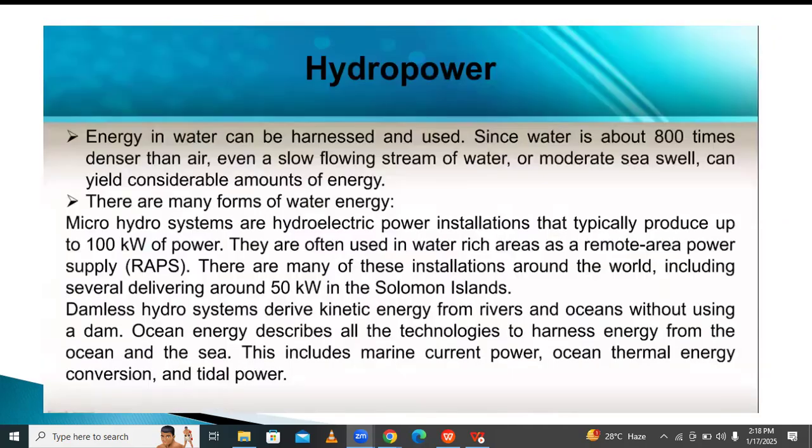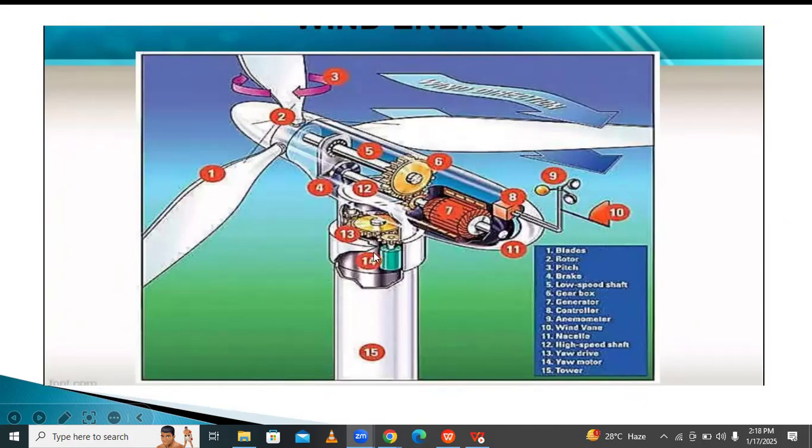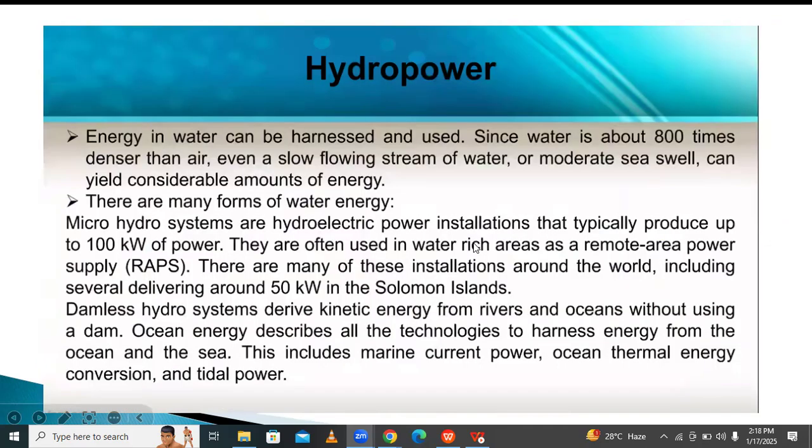This is the wind turbine. Inside the wind turbine there is a generator, gearboxes, and a tower, along with the wind blades, rotor, brake, and low speed shaft. These are the different components of a wind turbine, shown for understanding purposes. Next, hydropower plants. Hydropower is one of the renewable sources. In these power plants, water is used. The energy in the water can be harnessed, since water is about 800 times denser than air.